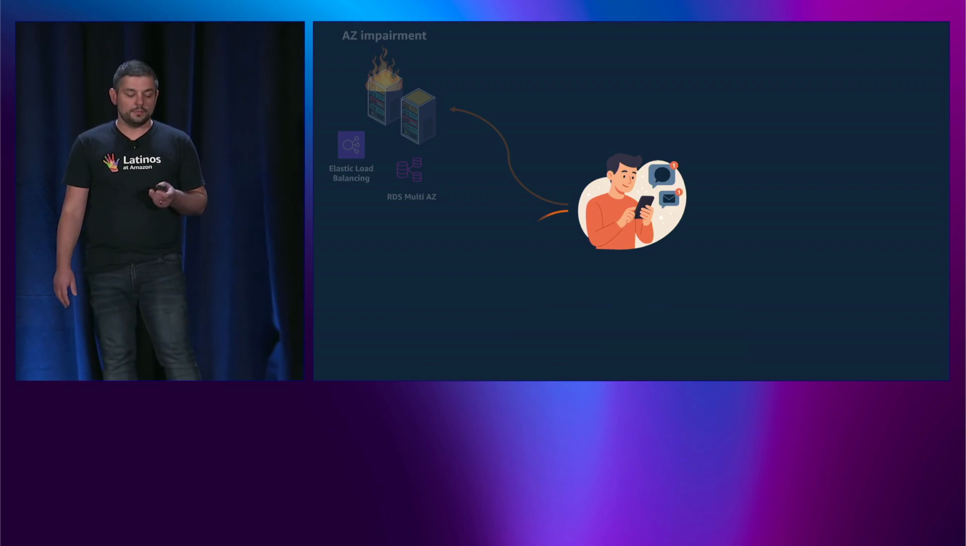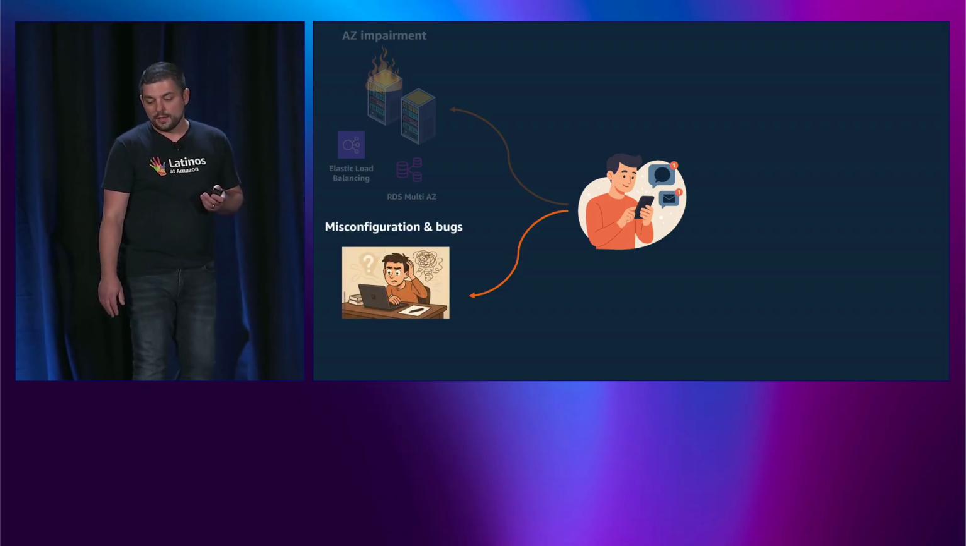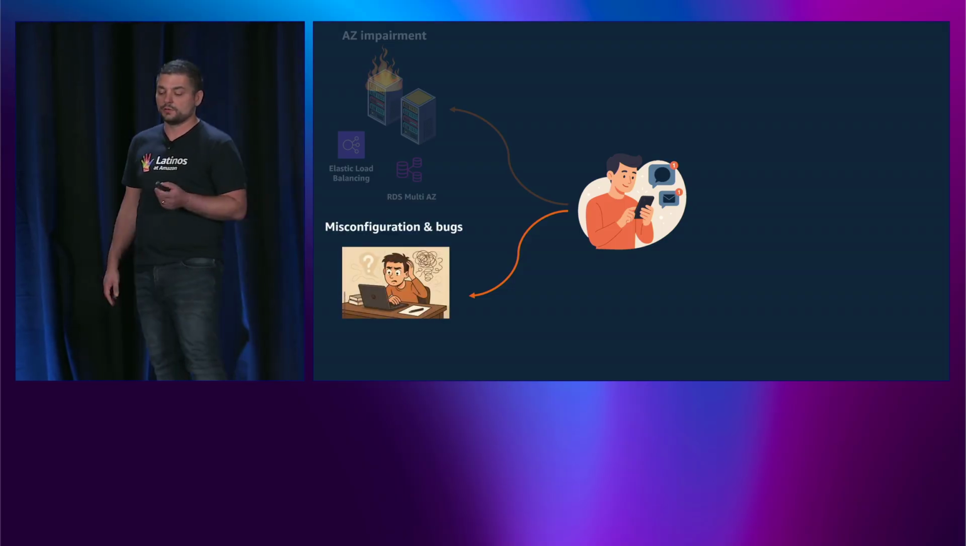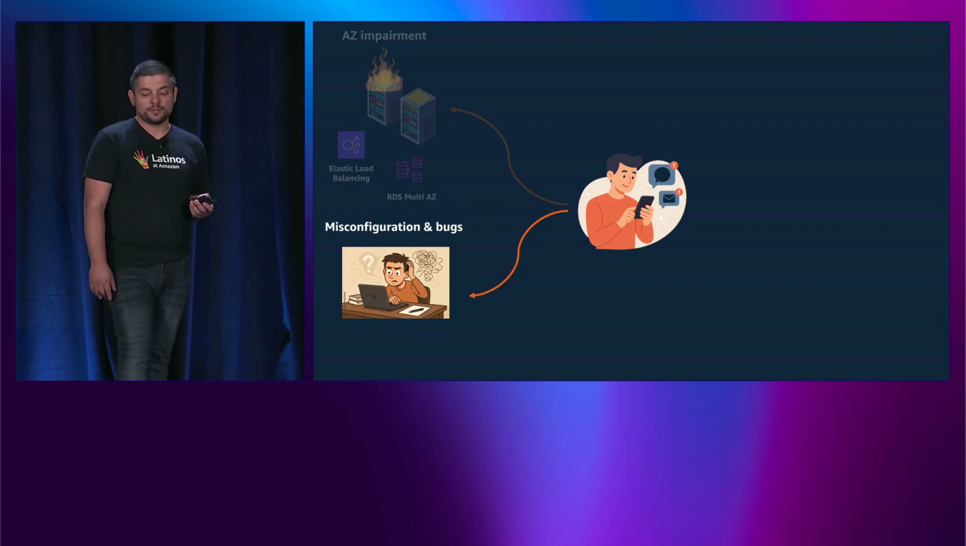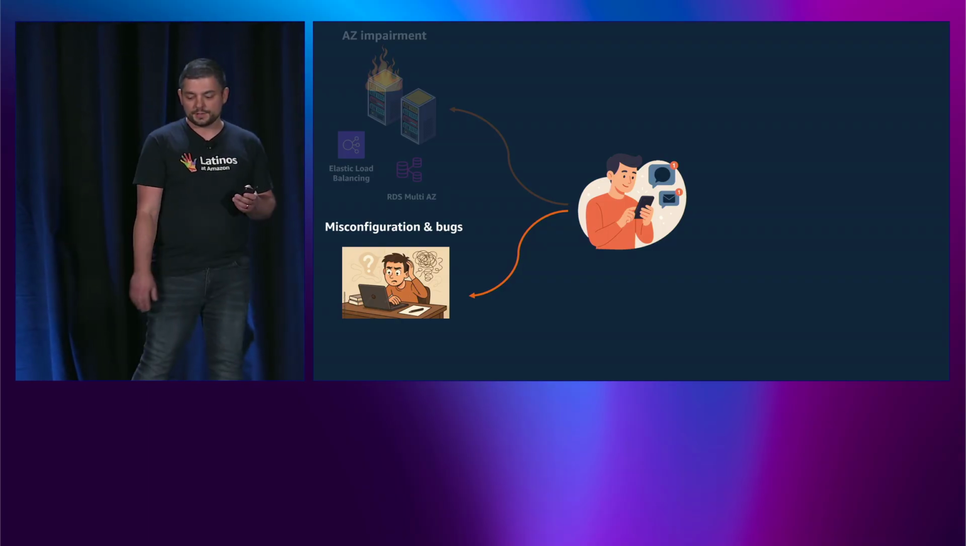So the next one is "I deployed things using ClickOps, which makes it harder to roll back." That links to misconfiguration and bugs. Human error remains the major source of incidents, and the best defense is treating infrastructure like application code. So no more ClickOps, right?